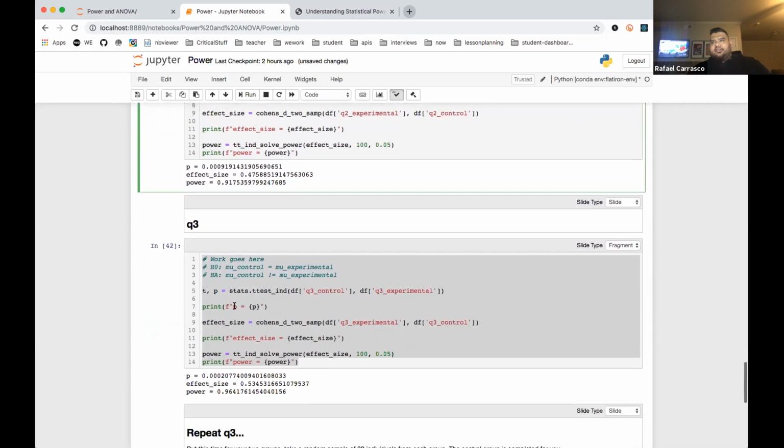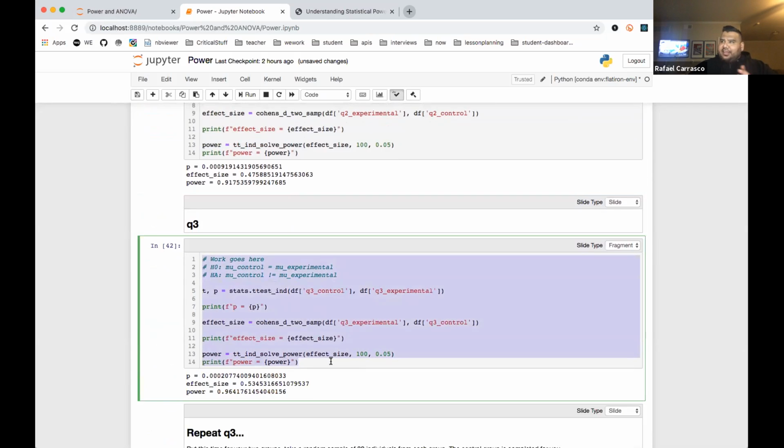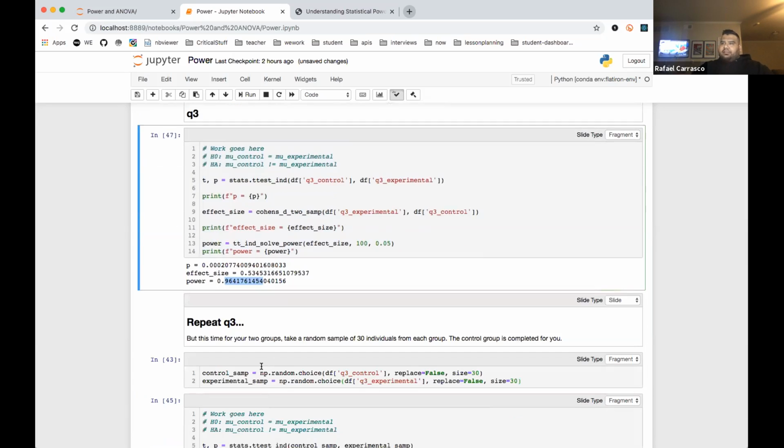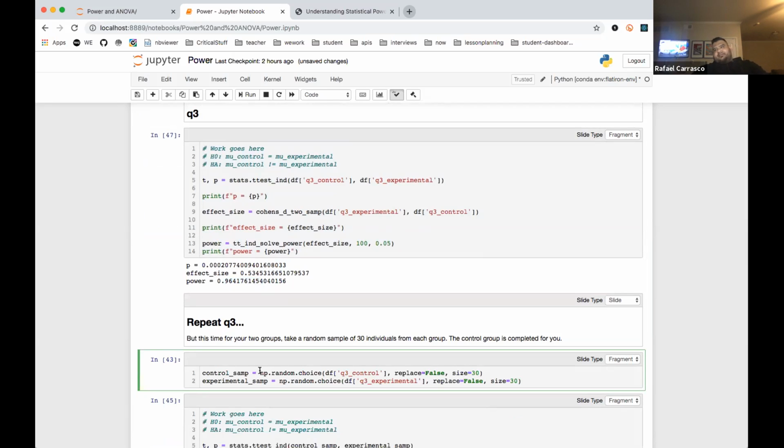So this is great, all well and good. You can do the same one for question 3. It's basically the same workflow. You just got to change this to Q3. You're going to get these numbers. We get a p-value less than 0.05, which means you reject the null. We get an effect size of 0.5, which is medium. We get a power of 0.96. But this is the big one that's pretty different.